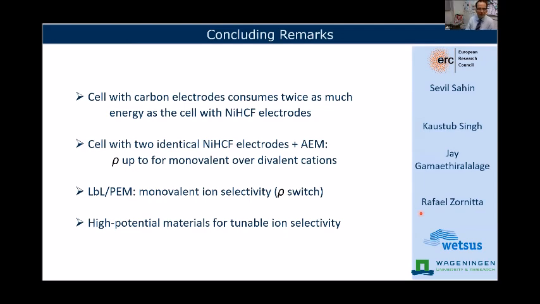Wow, we could learn a lot about capacitive deionization and the different types of electrodes out there. Wow, all great talks. So I'll open it up for questions. People from the audience, feel free to ask your questions now.